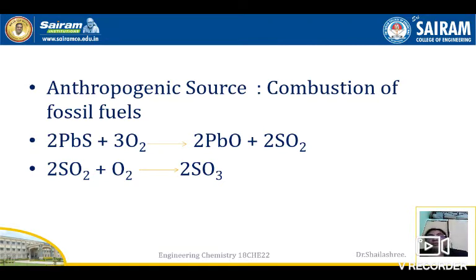So the anthropogenic source is the combustion of the fossil fuels, and also the lead processing units. Sulfide ores processing units. See, lead sulfide is here. When it is mixed with oxygen, it will liberate lead oxide with the sulfur dioxide, and the sulfur dioxide reacts with oxygen to form sulfur trioxide.